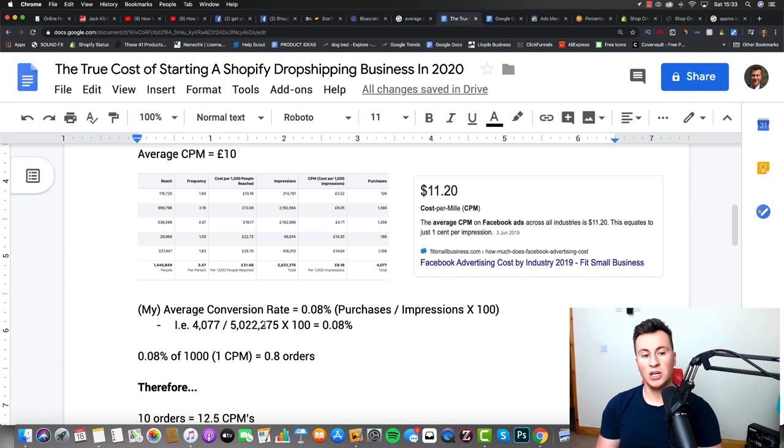Now when you have this number, you can essentially pretty much work out exactly how much it's going to cost you. And to do that then, we have to take our conversion rate, put it into 1 CPM, which is obviously 1,000 impressions.